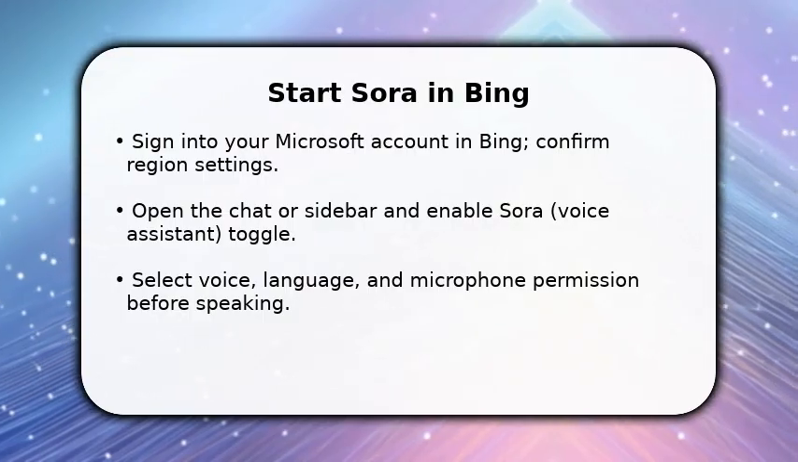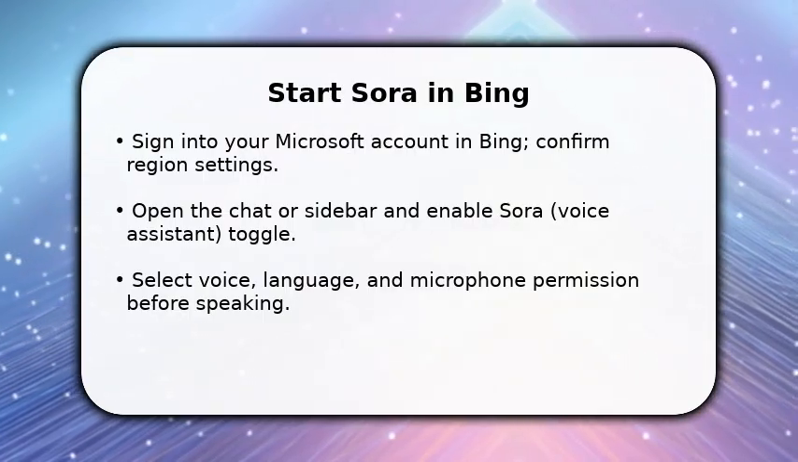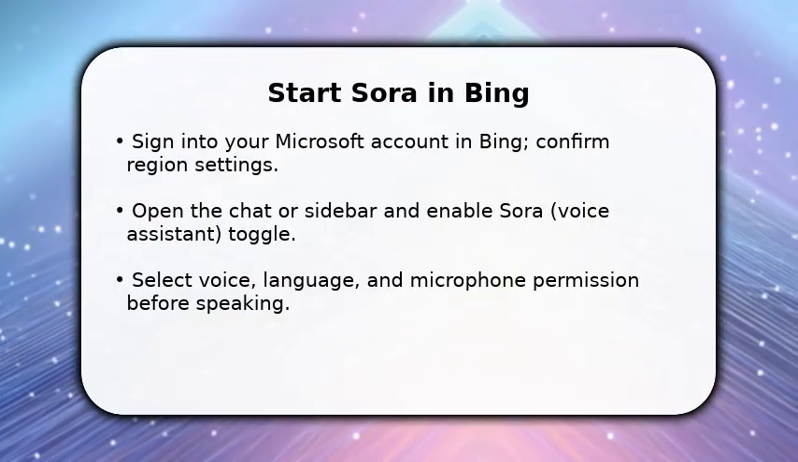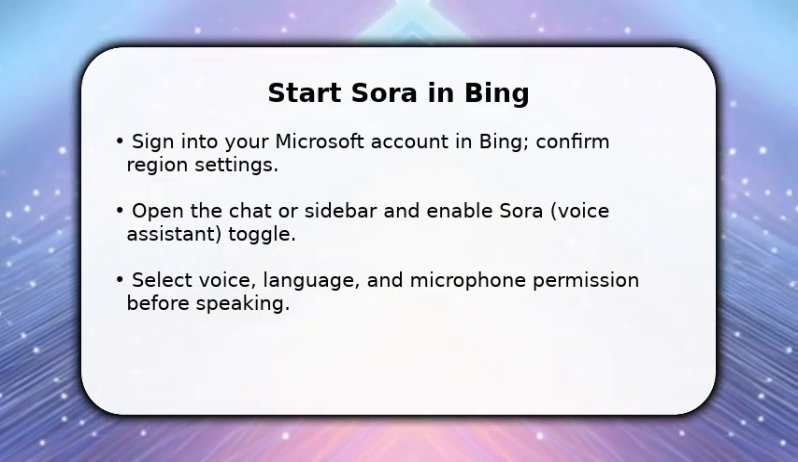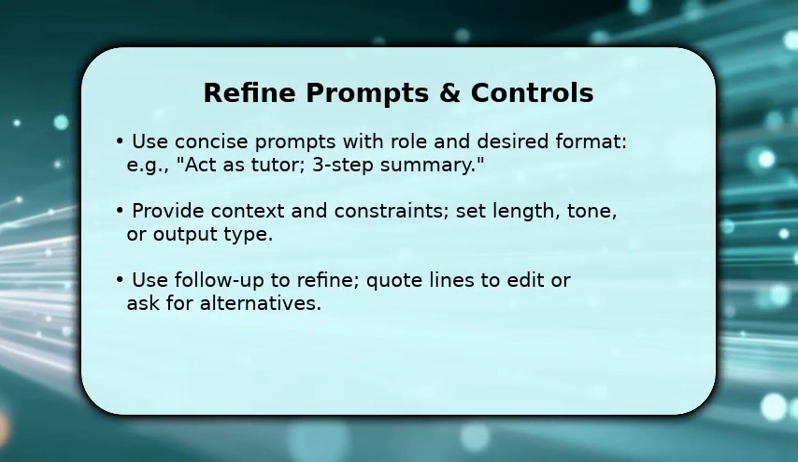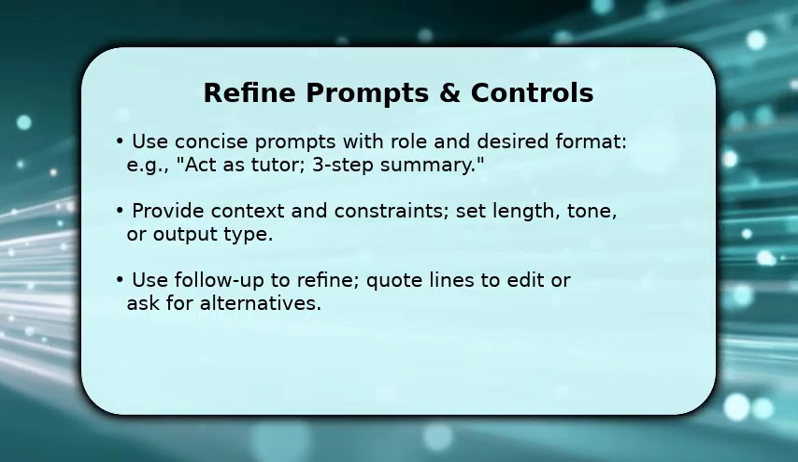Start with a short command, then add one example of the output you want. This gets Sora oriented quickly and prevents irrelevant answers before you continue. Once Sora responds, refine by specifying role, format, and constraints to shape replies.